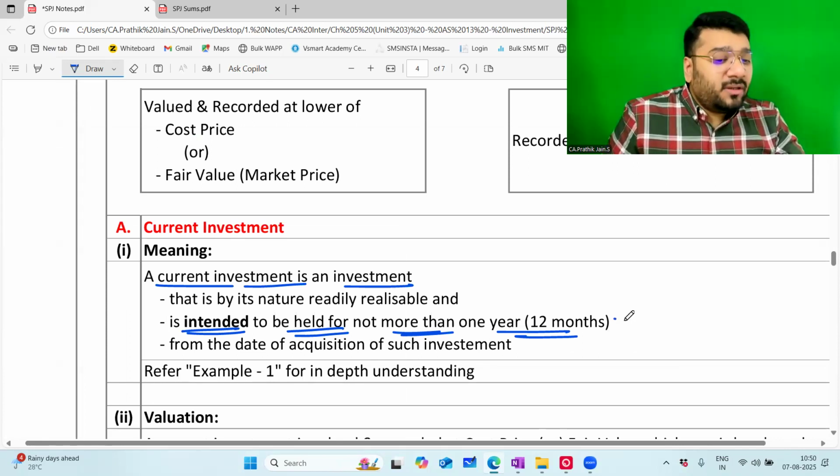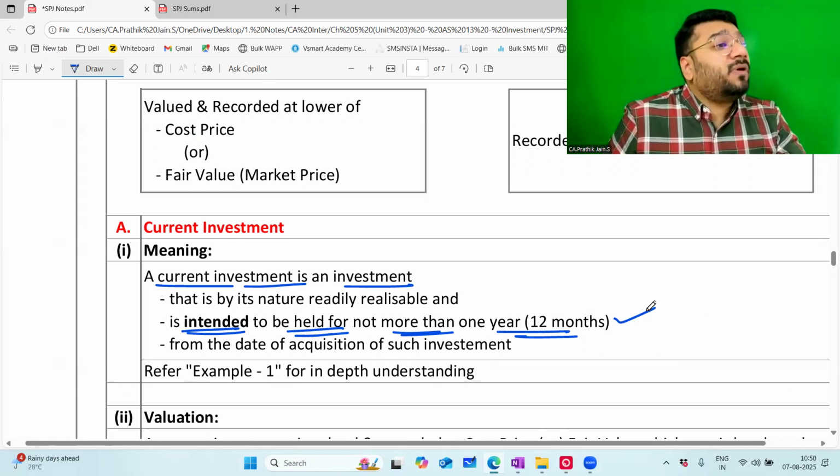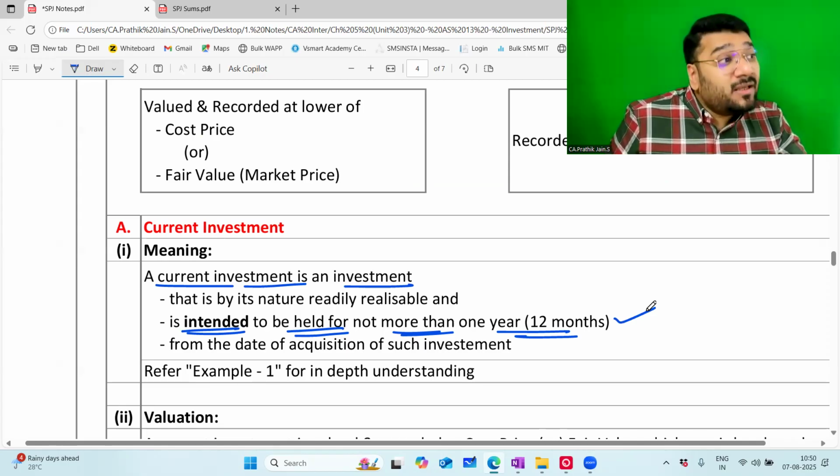This intention, generally, we have to see on the date of reporting, on the date when the balance sheet is prepared. Generally, that day we have to see.